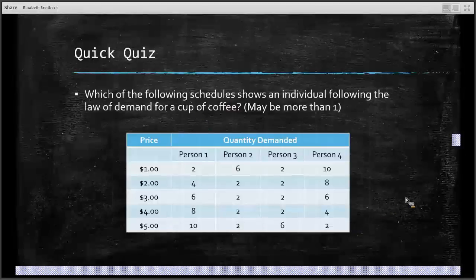All right, so now let's go through some questions. Which of the following schedules shows an individual following the law of demand for a cup of coffee? I want you to think about, what does the law of demand say about the relationship between price and quantity? And I'm going to give you a few minutes to go through and determine, does person 1, person 2, person 3, and person 4 follow the law of demand?